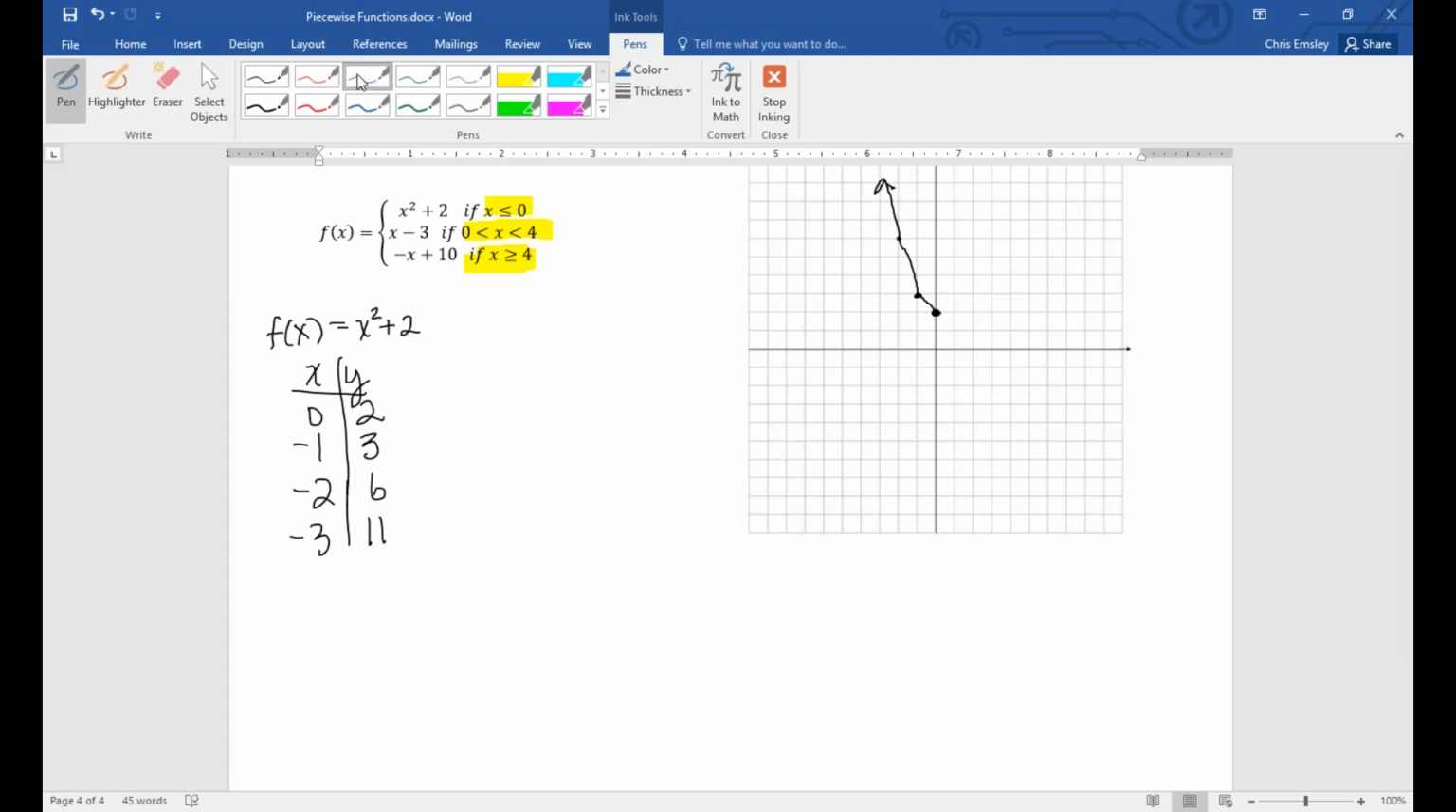Okay, for the second part of my piecewise function, we can tell by looking, this part's going to be linear. It's going to be a straight line. Here I can plug in values between 0 and 4. I do want to use those endpoints 0 and 4, even though they're not included, because my graph needs to go right up to that point. So when I plug in 0, I get y is negative 3. When I plug in 4, y is 1. So 0, negative 3, open circle, and 4, 1, open circle, and I connect those two with a nice straight line. That's the next part of my graph.